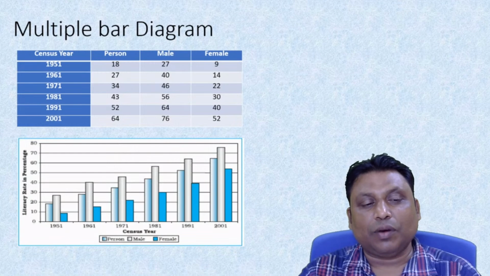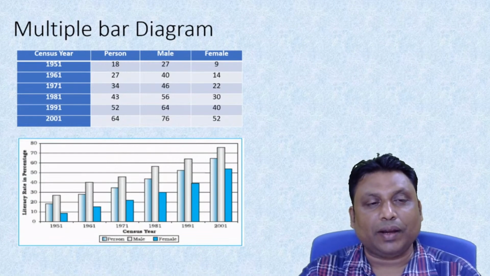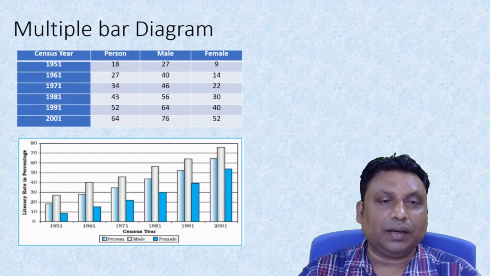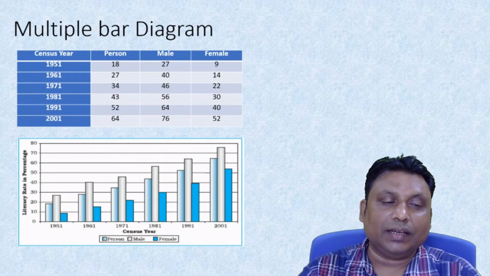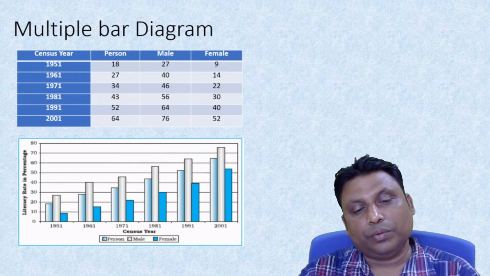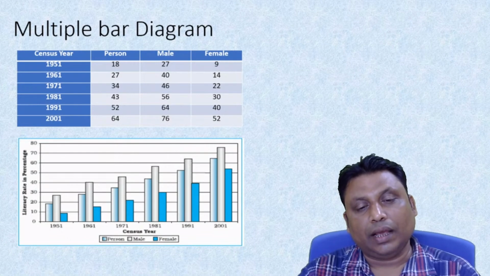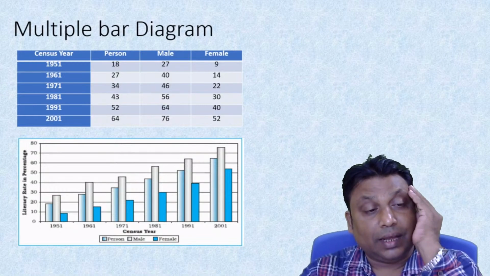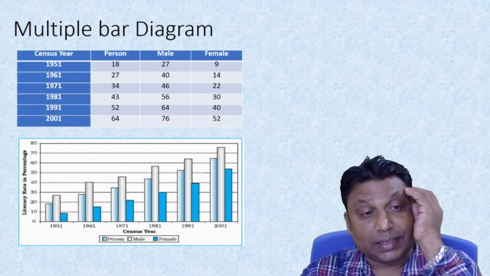Accordingly, when you are taking 1951, you take three bars: first one is person, second one is male, third one is female. Similarly for 61 we have to do 3, 71 we have to do 3, 81 we have to do 3, 91 we have to do 3, and 2001 also you can take 3. And below we have to take the year, and the x-axis is person, male and female.